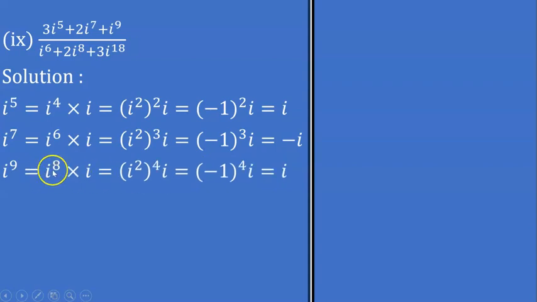i^9 means what? i^8 into i. i^8 can be written as (i^2)^4. i^2 is minus 1. (-1)^4 means you will get here 1. 1 into i. Overall you will get here i.